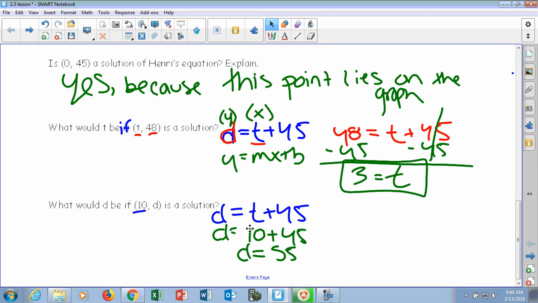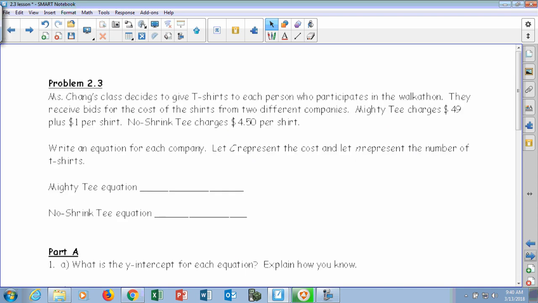Okay. So based on that information that they just told us, what we want to start off doing is writing an equation. Henry and Emil were nice enough to give us their equation, so all we had to do was break it apart and determine what everything was. Well, now we're going to take it a step further and take this word problem and make our own equation. They said that let C represent the cost and let N represent the number of t-shirts.